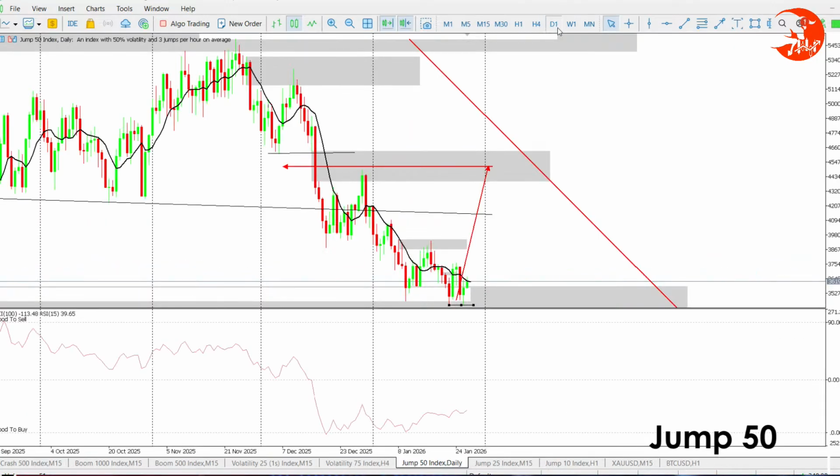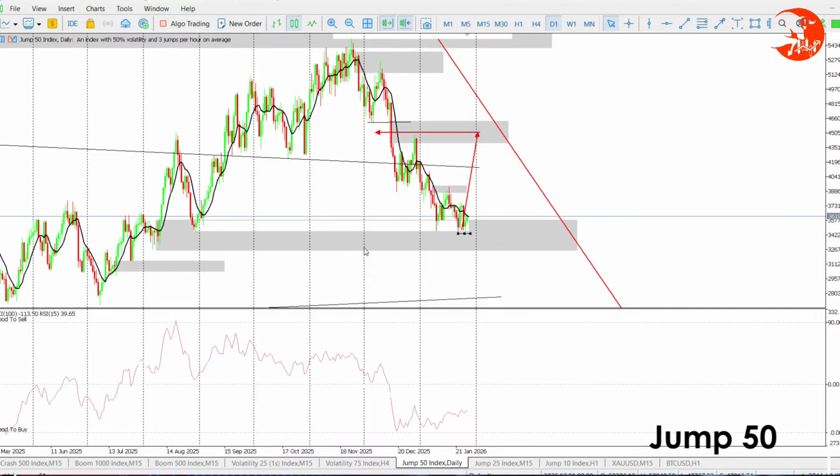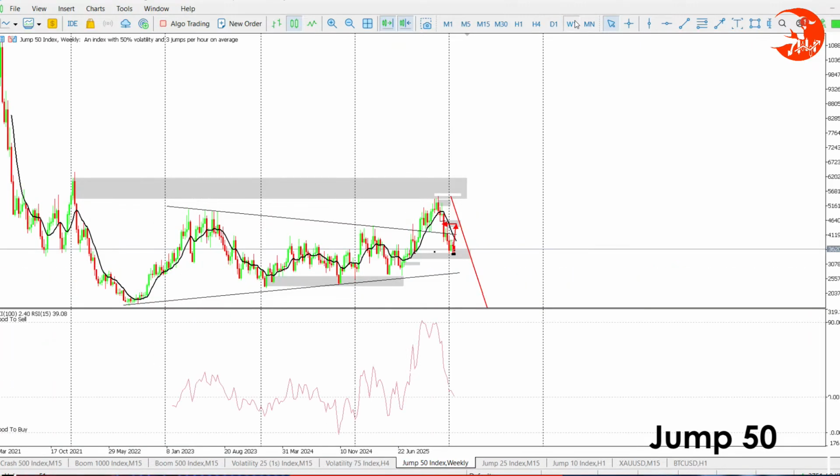I want to go to the daily time frame, look at what I'm seeing on that. That was a daily OB right there. There's a daily OB there. Then there is also this, I think this is a weekly OB. Let's go to weekly. Yes, that is a weekly OB. So price is on that.